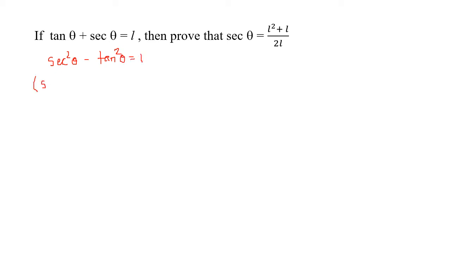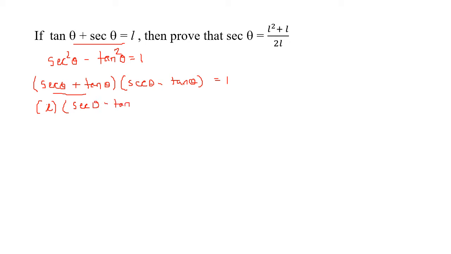Now we have, what is a square minus b square? Sec theta plus tan theta into sec theta minus tan theta equal to 1. So we have, but sec theta plus tan theta, it is given, it is equal to L. So we'll write here L into sec theta minus tan theta equal to 1, implies sec theta minus tan theta equal to 1 upon L.